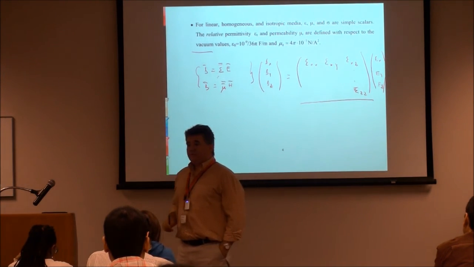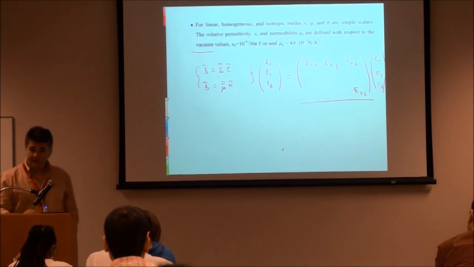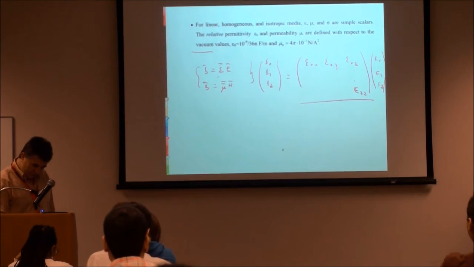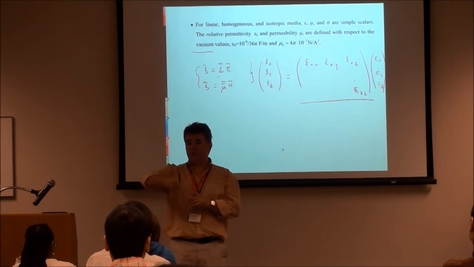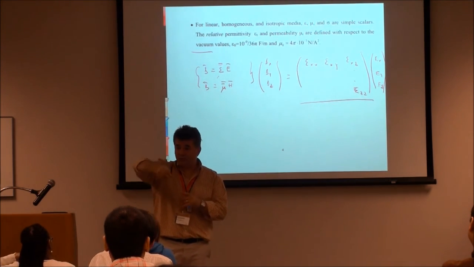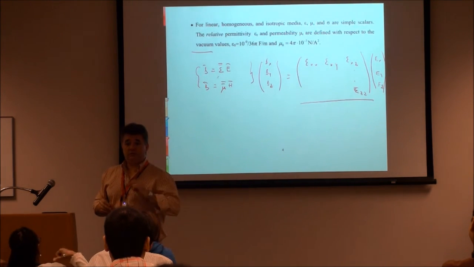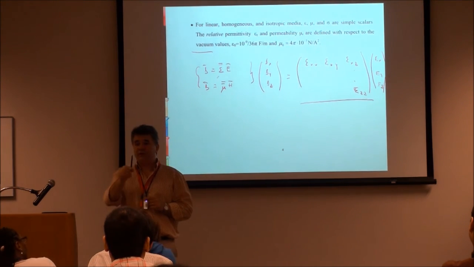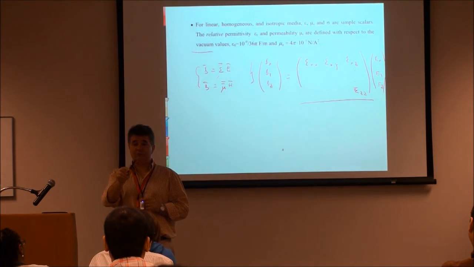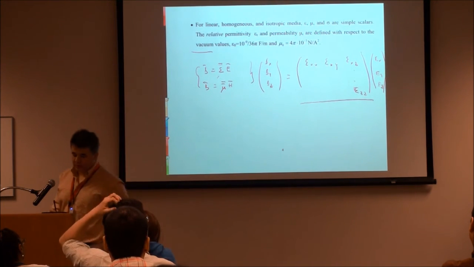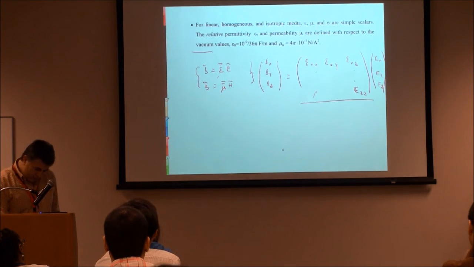Another way of saying this is that if the material is isotropic, it means that D is always parallel to E. My electric field is along this way, D is also parallel to this. In an anisotropic material, it doesn't mean that. In fact, I can always have D and E not parallel, at an angle with respect to one another. Very important. So one thing is anisotropy.